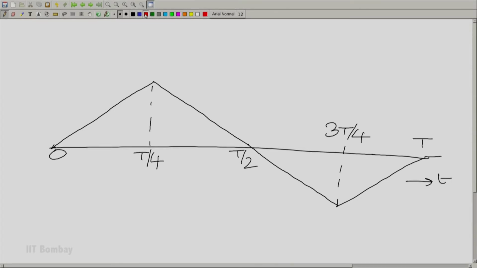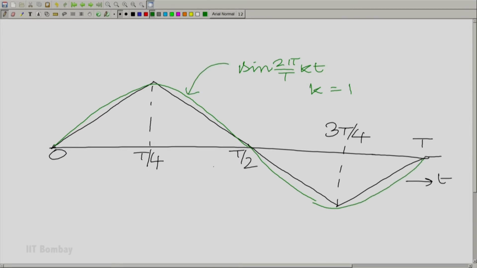So, let us draw just the first sinusoid for k equal to 1. Let us draw sine 2 pi by T times kt for k equal to 1. That is easy. That will look like this. Of course, my drawing is not terribly accurate. I am just trying to show it schematically. Do not take my drawing literally. The point is, however, that again you have a symmetry in the integral.